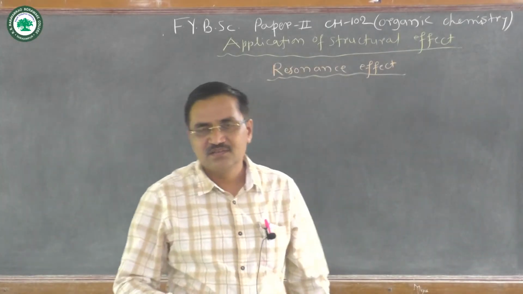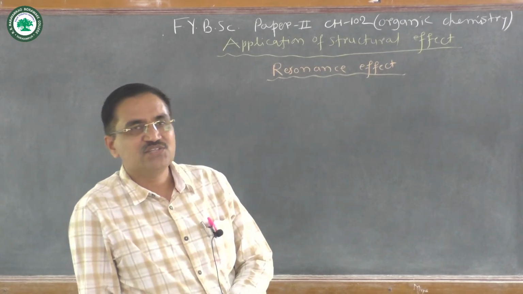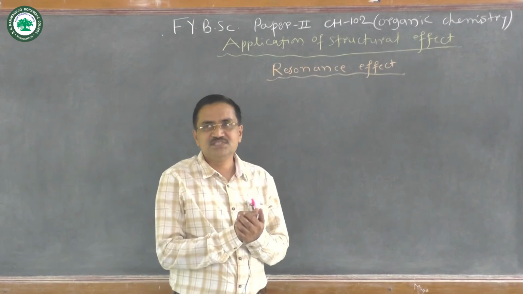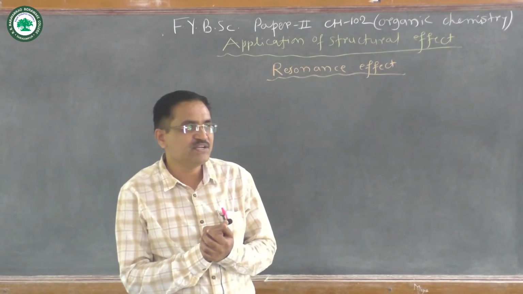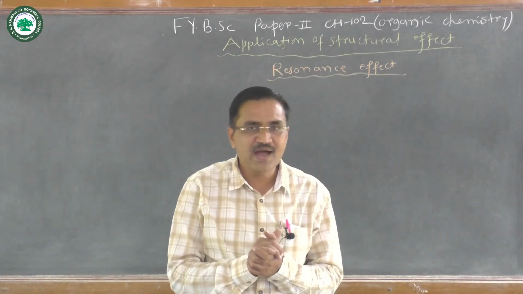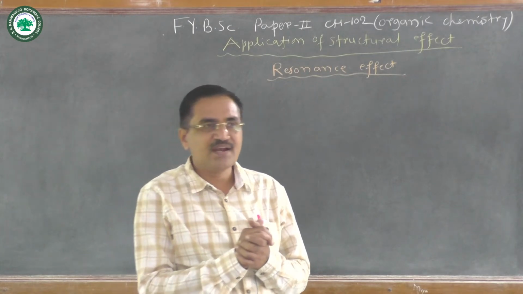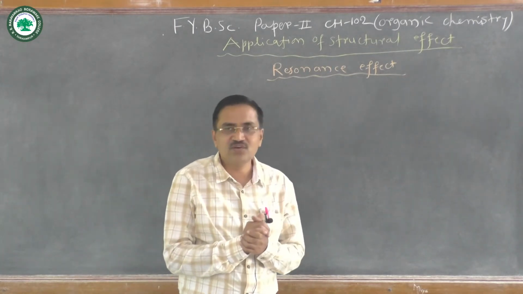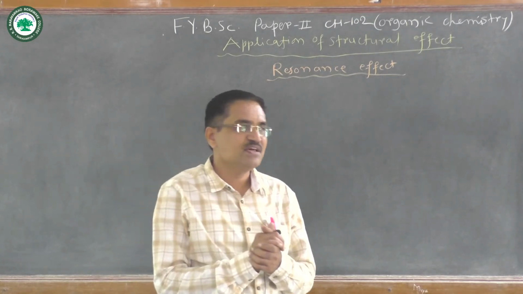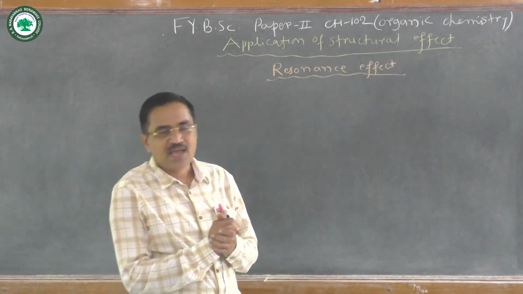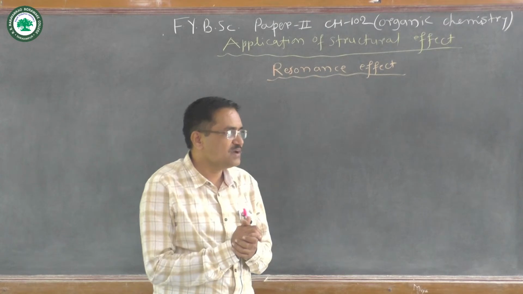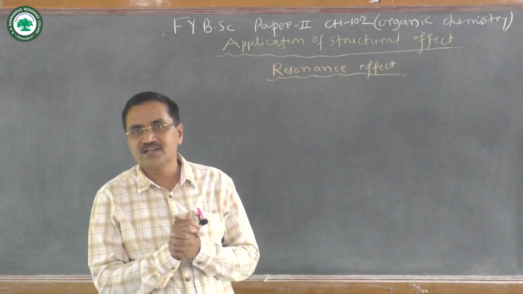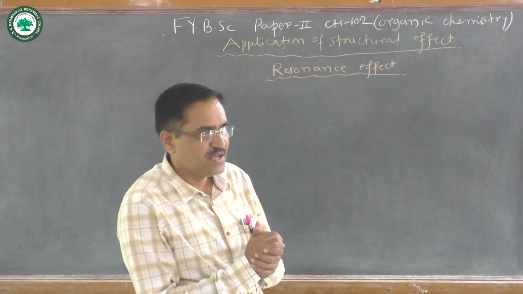Last period we already discussed the resonance effect. Resonance effect is the redistribution of pi electrons and it gives different structures. These canonical structures are called resonating structures, and when we draw the combined resonating structure, it is called a resonance hybrid structure.